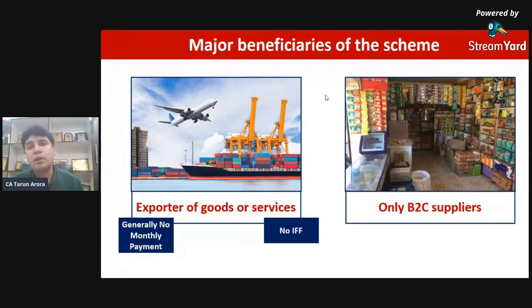Secondly, a normal ordinary retail store which deals only in B2C has no need for IFF at all, because none of its consumers is availing credit. It is only a B2C customer who is coming to him, an end customer who does not want to take credit or who is not eligible to take the credit. So no IFF, monthly tax payment, quarterly GSTR1 and 3B, matter closed. So this is the first step towards the ease of business under GST.